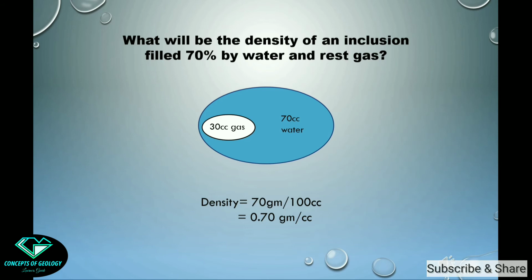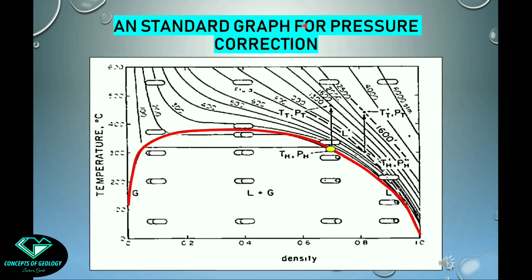But mind it, this is true for the pure H2O, because pure H2O has the density of 1 gram per cc. Now again coming on the graph, we are having the density of water 0.7, so it is plotting here. Now we will apply the pressure correction. So clearly from this graph, an inclusion having 0.7 density will have a homogenization temperature here. So this will be near about 300 degrees centigrade.